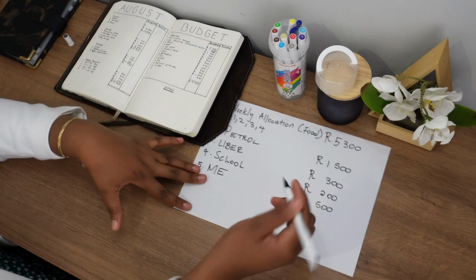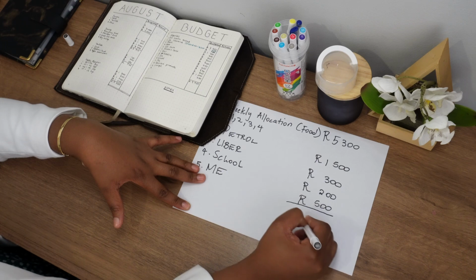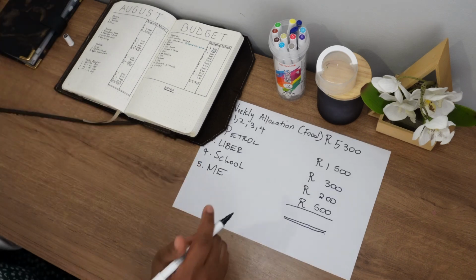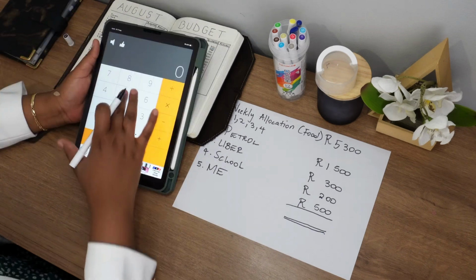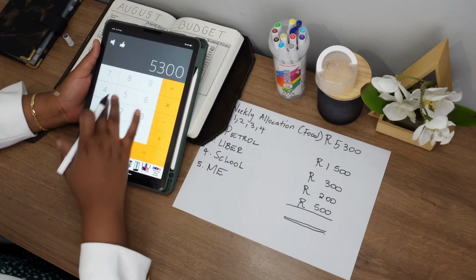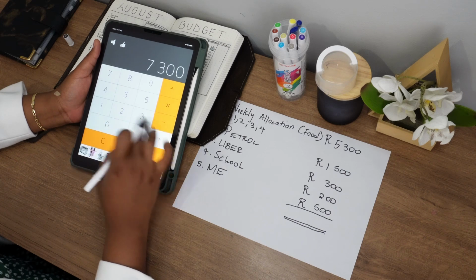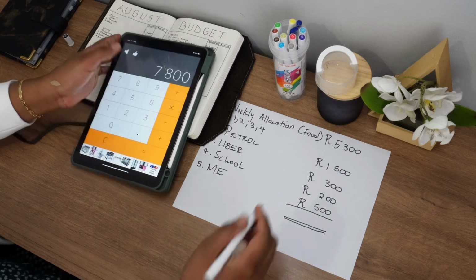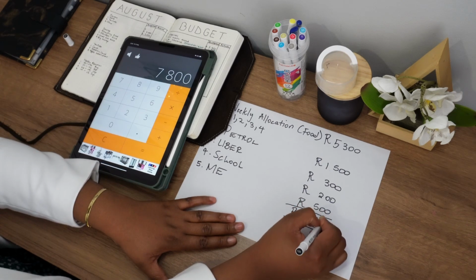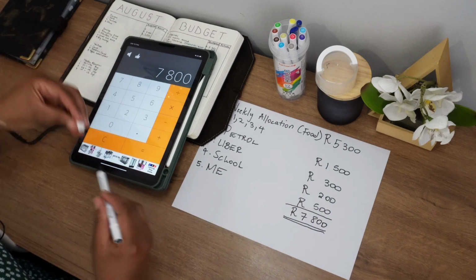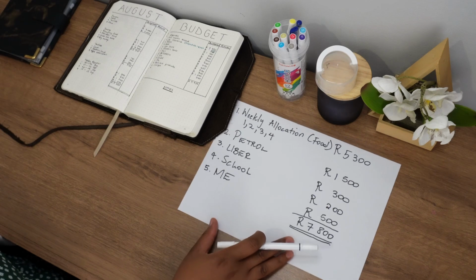And so then what I do is I total it up to get the total for how much I am going to need to withdraw at the bank. 5,300 plus 1,500 plus 300 plus 200 plus 500. So that is 7,800.